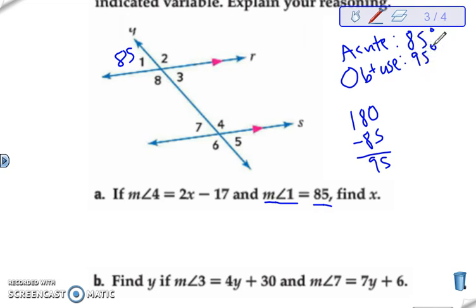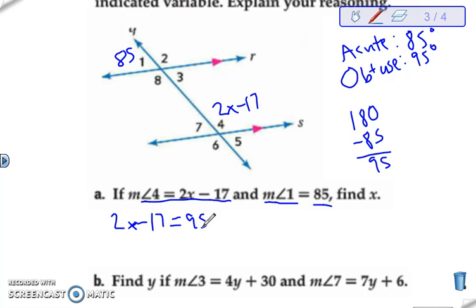So if I subtract that out, it's going to give me 95. And then it tells me that angle 4 is 2x minus 17. Looks like angle 4 is obtuse. So my equation: 2x minus 17 is equal to 95. Again, because we said all of the obtuse angles have to be 95 degrees. They all have to match up. It's going to make our formula a bit easier.